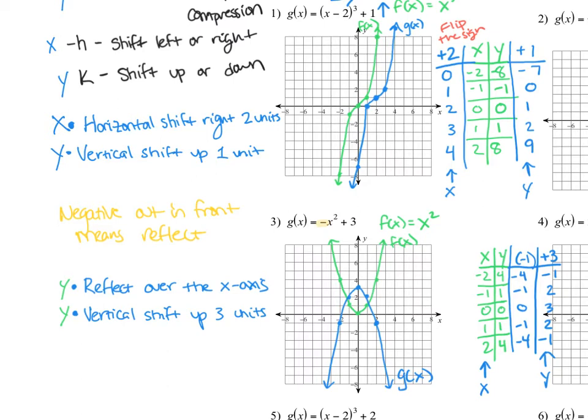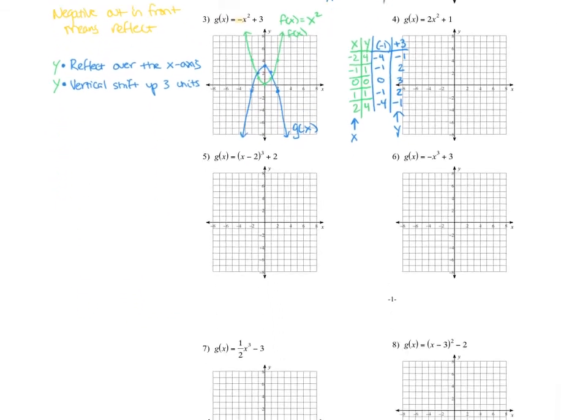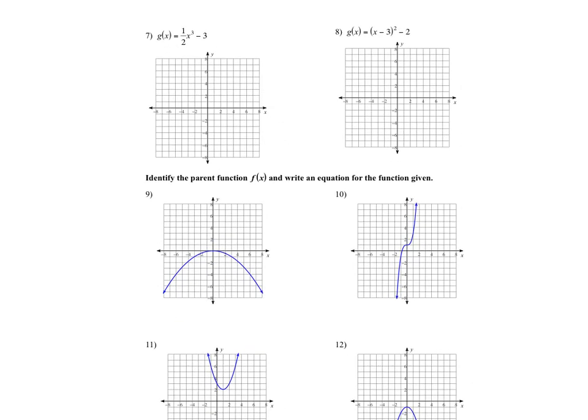I'm going to bring this in. We're going to move all the way down to problem 13, so that's in a few pages from now. But for these type of problems where we already have the graph, all we need to do is identify the parent function, f of x. So that's either going to be x squared or x cubed. And then write an equation for the function given.